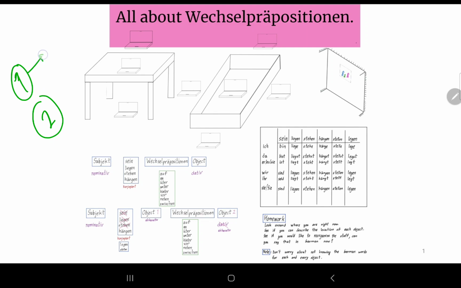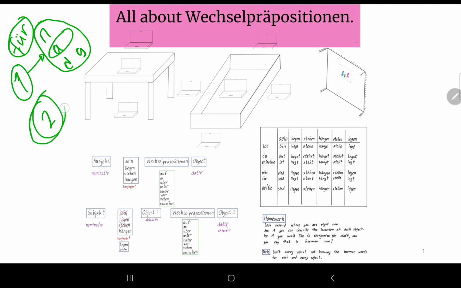Number one: what comes after them, whether it is nominative, accusative, dative or genitive, is fixed. For example, whenever the preposition für is used on its own, what comes after für will be in the accusative case.